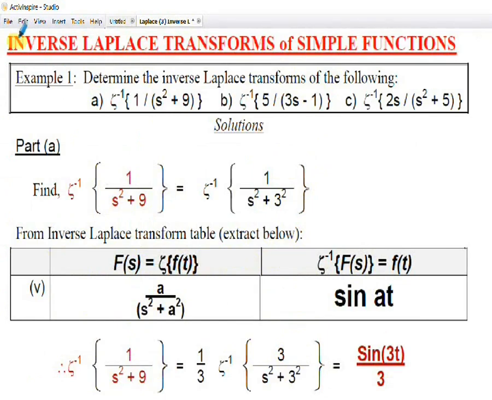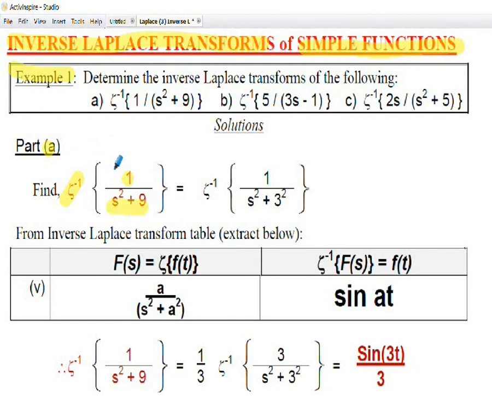Okay, going to look at the inverse Laplace transforms here of some simple functions. Example 1 has 3 parts to it. Going to look at part A first of all. So we're looking at the inverse Laplace transform of 1 over s squared plus 9. That's the function we're given.